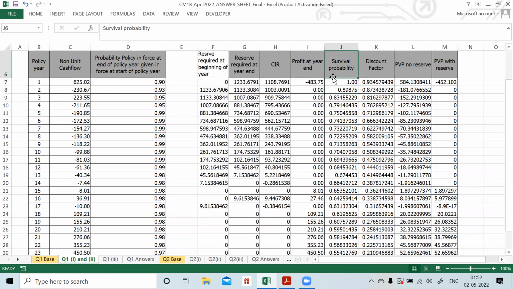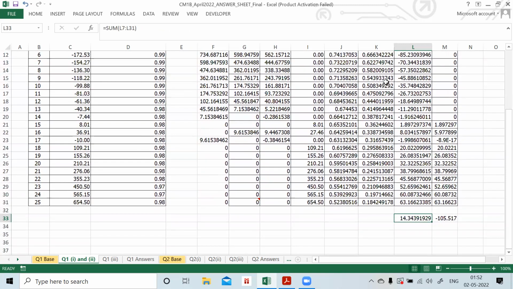So now the survival probability at year 1 will be 1. From next year onwards, it is 1 into the probability in force, and dragged down till the bottom. Then we have the discounting factor, which is nothing but 1 plus, now we will use 7%, 1 plus 7% to the power minus of time. For the present value of the profit vector with no reserve, it will be only the cash flow into the survival probability into the discounting factor, and with reserve it will be the profit at year end into the survival probability into the discounting factor. Once we get these, we can sum both the columns and this will be our answer.